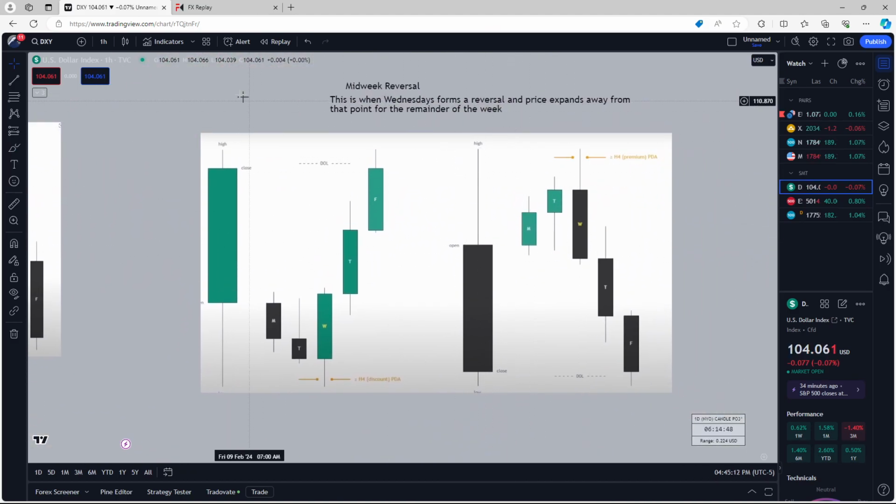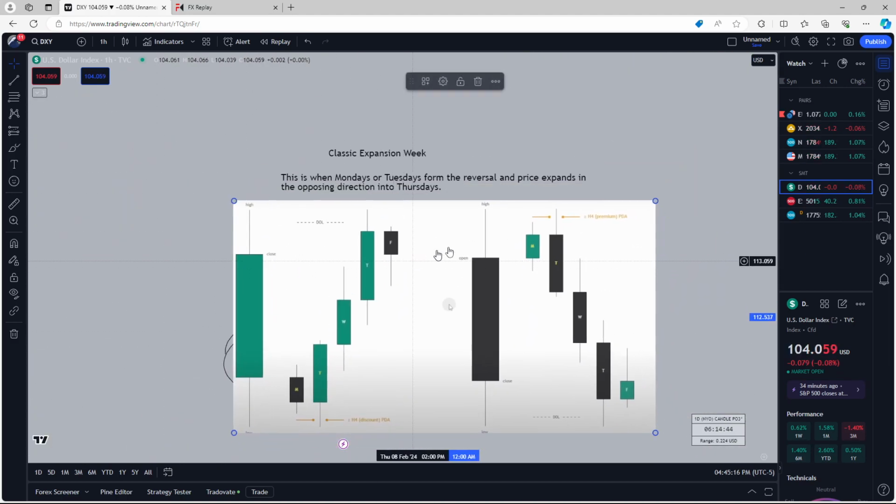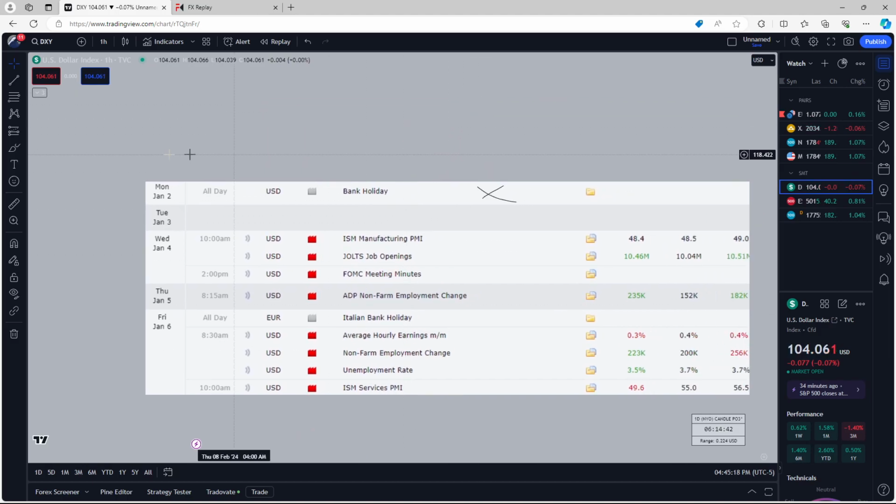Midweek reversal. We have consolidating reversal. And we have classic expansion. Now, just by looking at this, Monday we're not trading. Tuesday, we have no news. So what are we expecting? Obviously, Mondays are normally accumulation or consolidations. So since Monday isn't doing that, Tuesday might be doing that, right? So Tuesday we should not be trading as well.